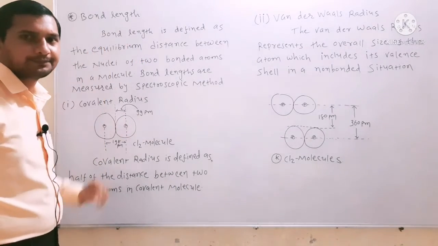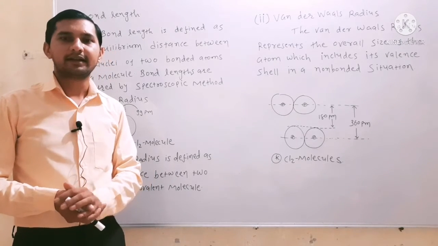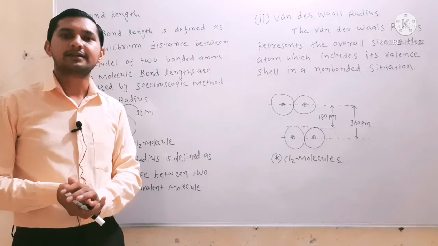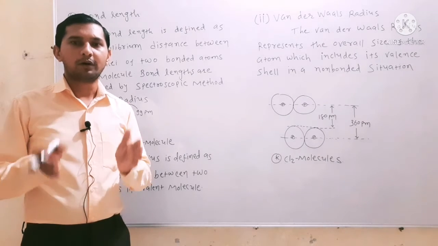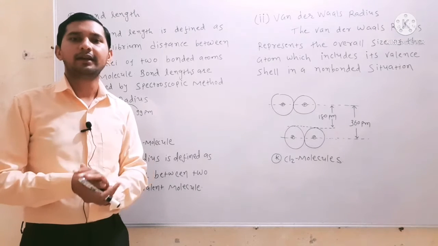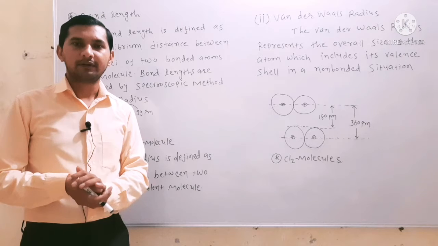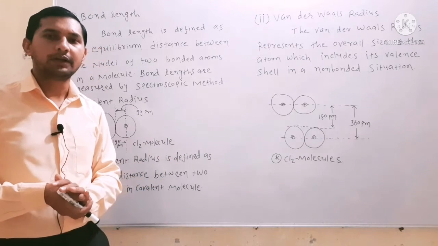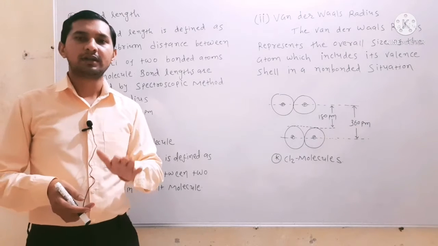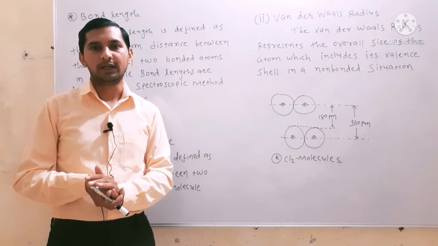Generally, bond length indicates the stability of a given molecule. If bond length is short, it indicates more stability of the molecule. And if bond length between atoms in a given molecule is large, it indicates lower stability and lower strength of the bond in that molecule.